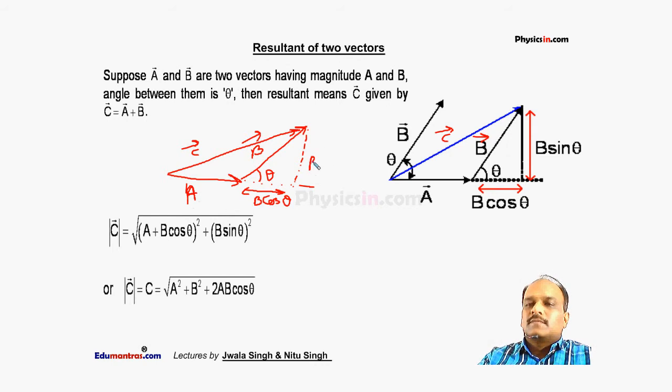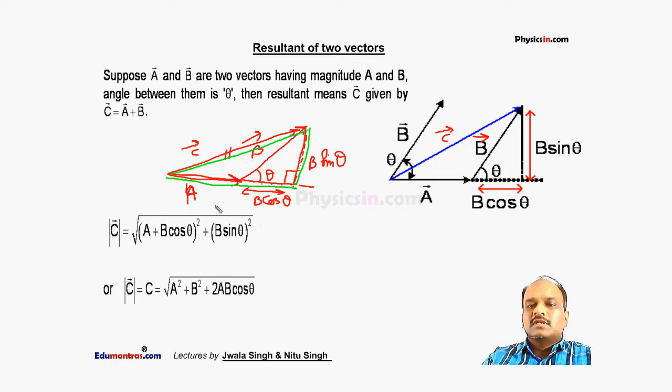This length is B sin theta. So I can say the magnitude of vector C is the root of this square plus this square, because it will form a right angle triangle. The magnitude of vector C can very easily be calculated using this green triangle. This is actually a right angle triangle.